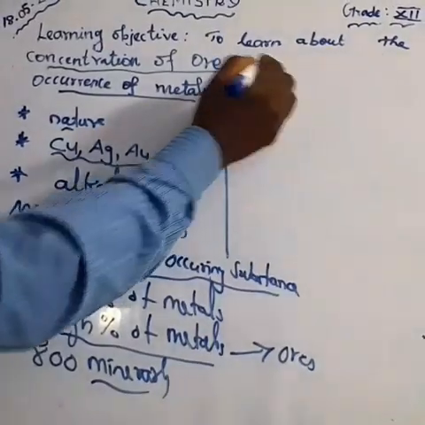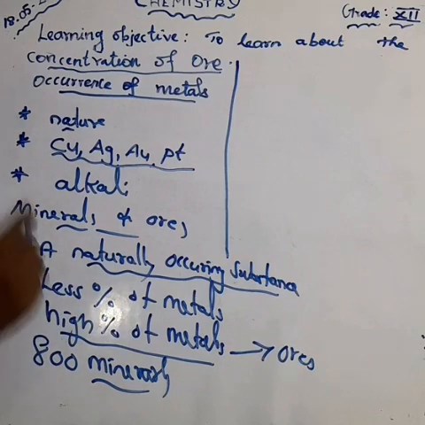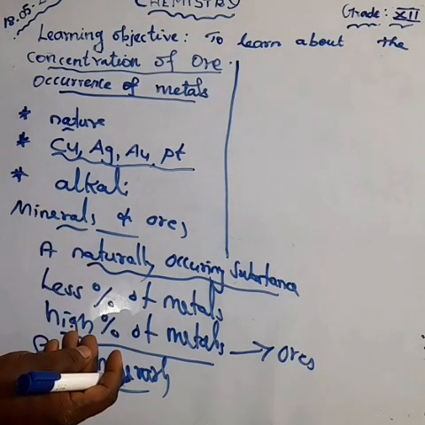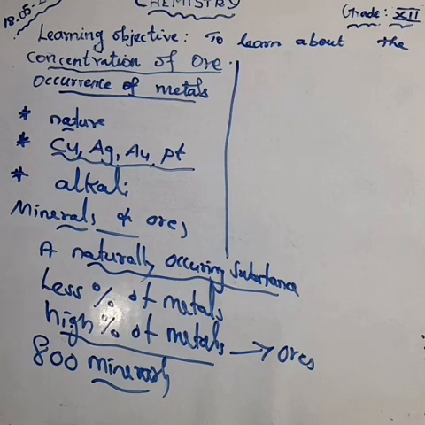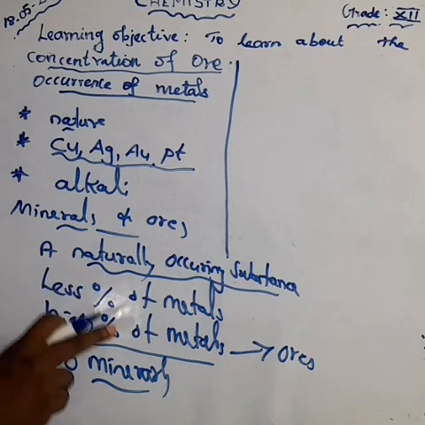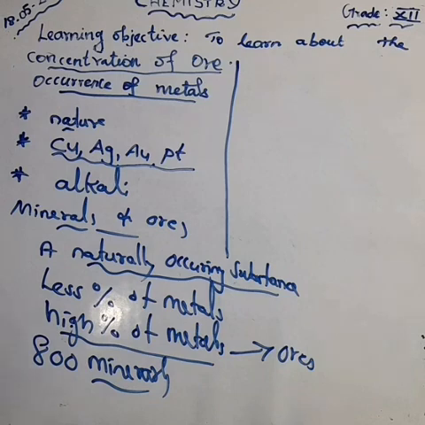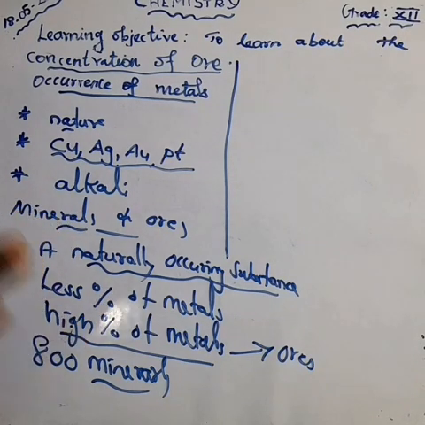What are ores? Minerals that contain a high percentage of metal, from which it can be extracted conveniently and economically, are called ores. Hence, all ores are minerals, but all minerals are not ores. Another example we can discuss.